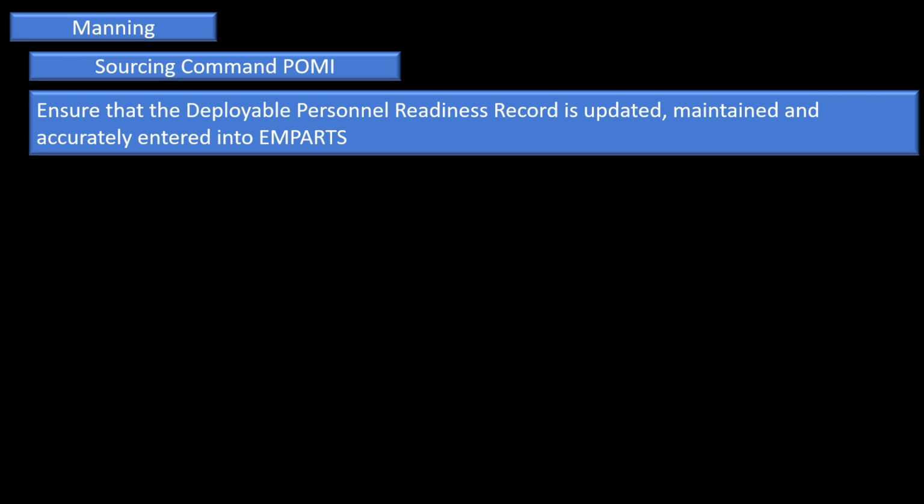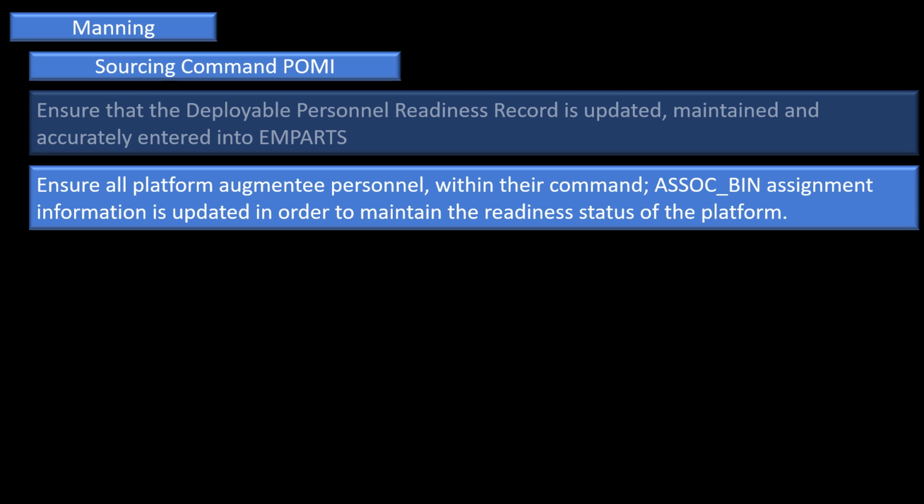Our sourcing command POMI, our plans, operations, and medical intelligence officer when it comes to manpower, has to ensure that the deployable personnel readiness record is updated, maintained accurately, and entered into MPARTS. So you've got to make sure your readiness record is good to go, and they're responsible for making sure it's entered into MPARTS. They also have to ensure that for all platform augmentee personnel within their command with an associated billet identification number, the assignment information is updated in order to maintain the readiness status of the platform.